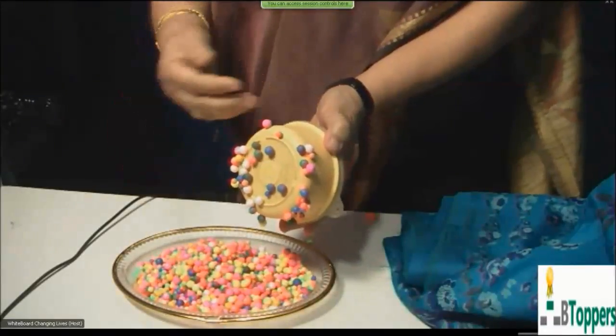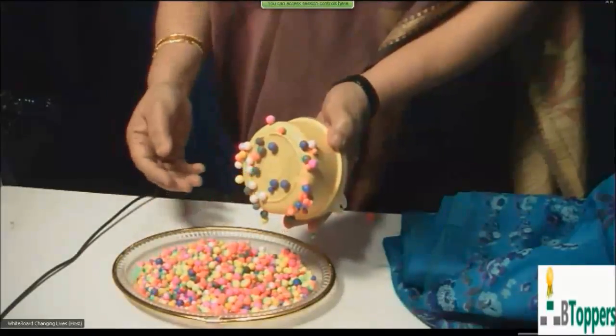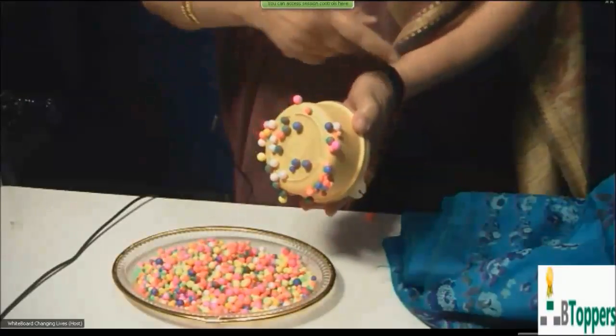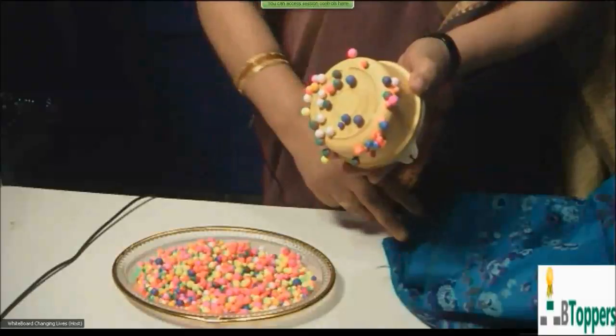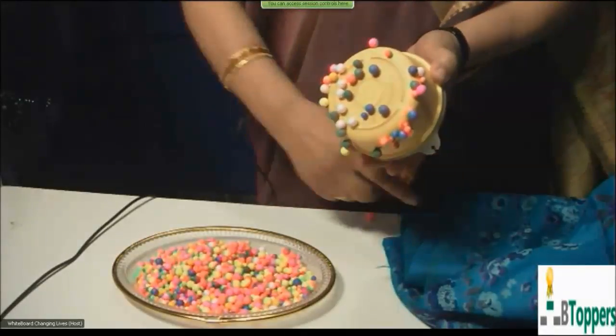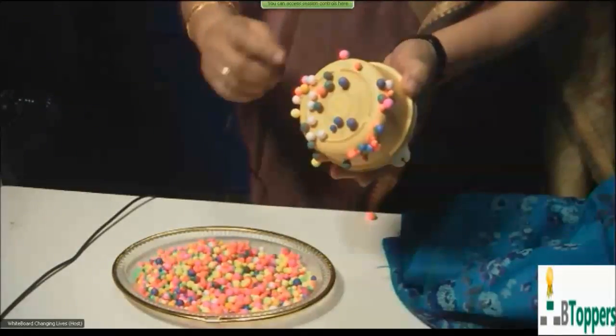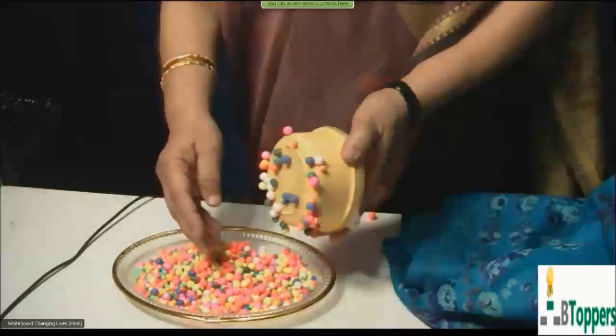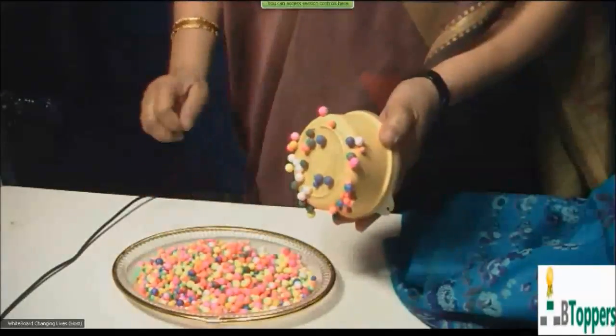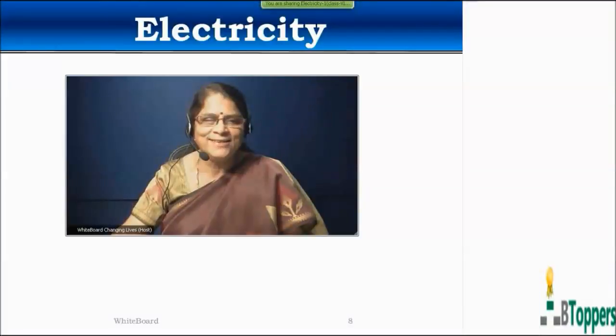Now, how do you think this attraction has taken place? This is because when I rubbed the plastic box with the silk cloth, both the box and the silk cloth have become charged. Because the box has become charged, it is attracting all these thermocol balls. You've seen here, children, something very interesting, isn't it? Definitely you will also go home and try this today with your tiffin boxes, right?